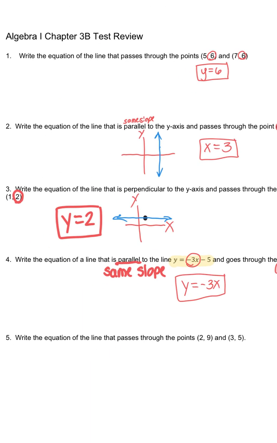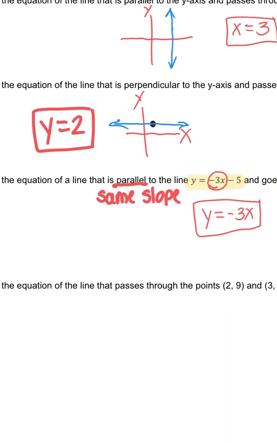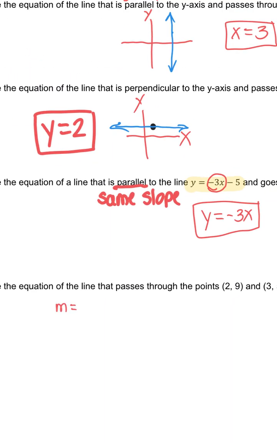Number 5, write the equation of the line that passes through the points (2, 9) and (3, 5). So remember here, we're given 2 sets of points, so we have to find our slope first. So m equals 5 minus 9 over 3 minus 2. So we have 5 minus 9 is negative 4 over 3 minus 2 is 1. You must simplify. Remember, we missed that on the last quiz a lot, so make sure to simplify here. So that should be negative 4.